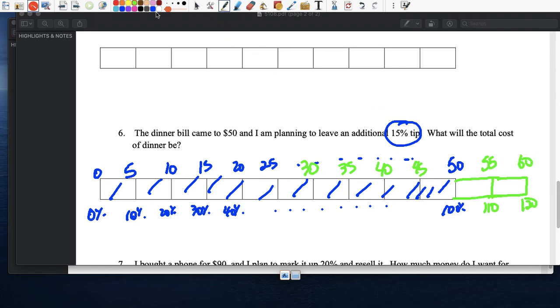60, right? But we're not going to 120. I'm going to make a line right here. We're going to 115. So what's between 55 and 60? You can add 55 plus 60, which equals 115, divided by 2. You get 57.5. So when you pay the restaurant, or when you leave the money on the table, how much are you going to leave? 57.5.